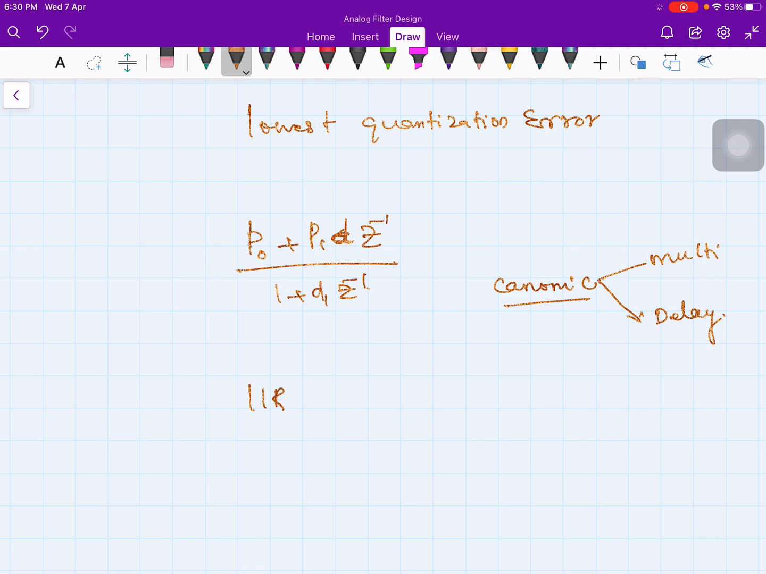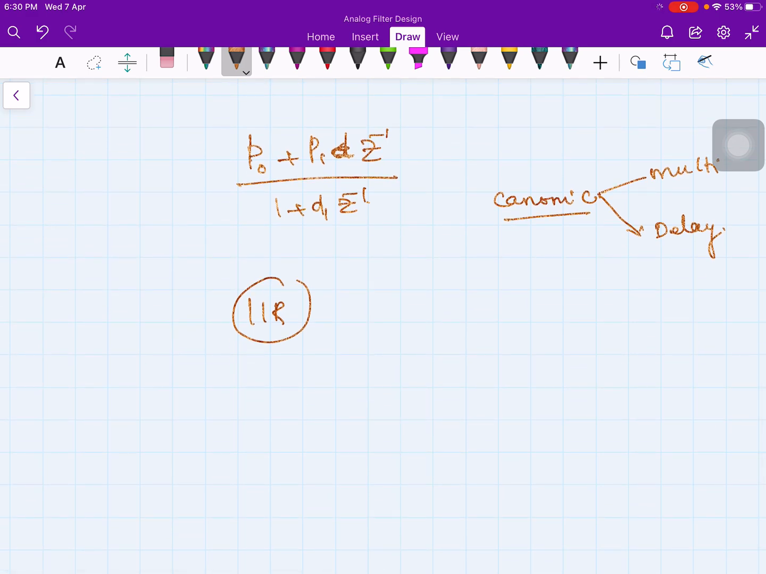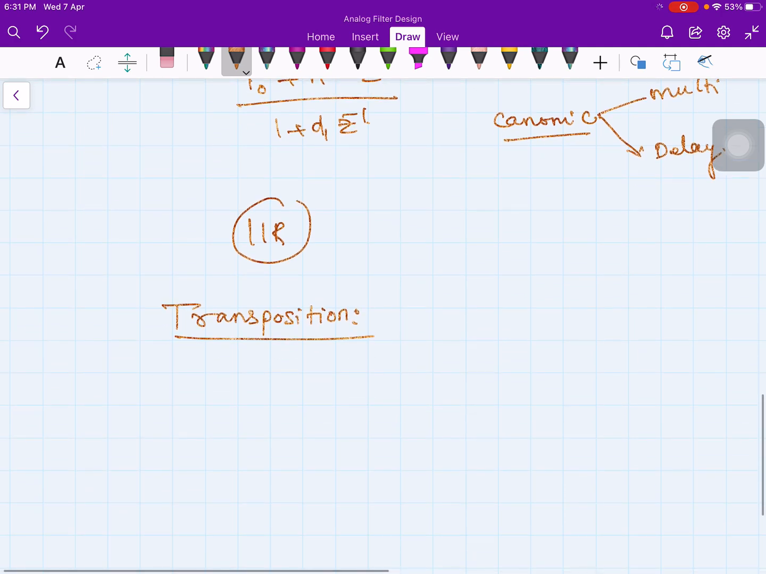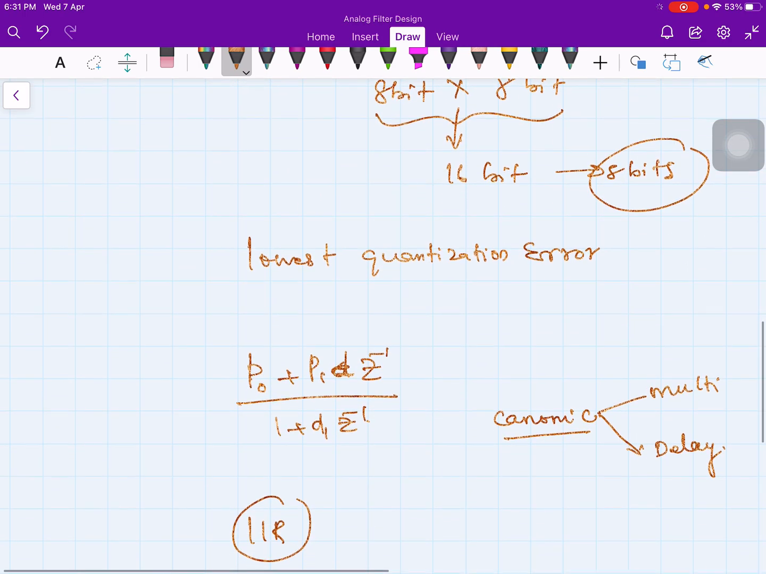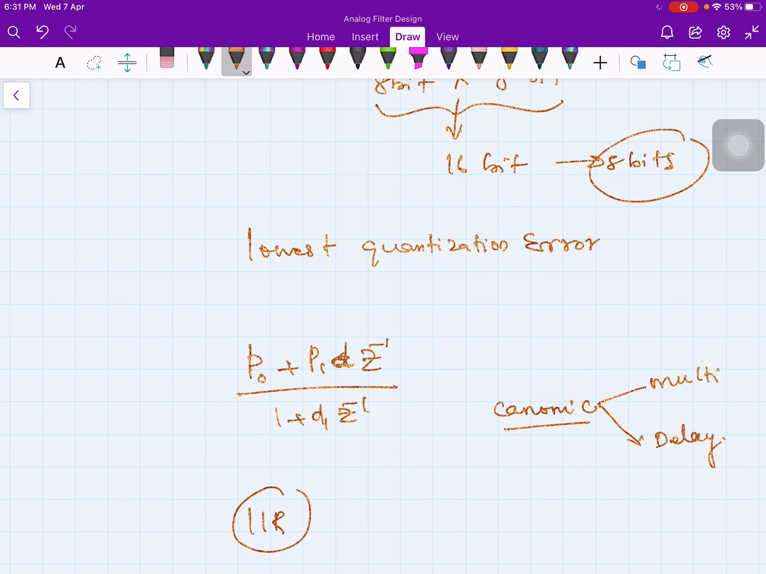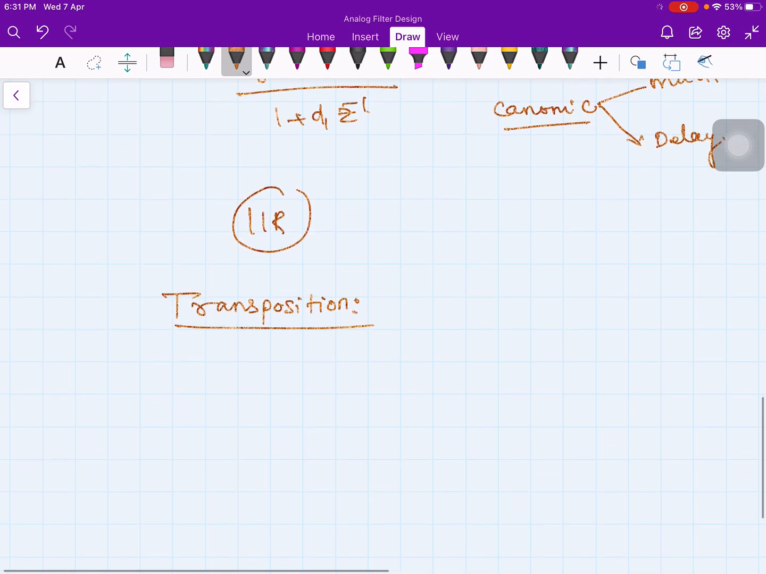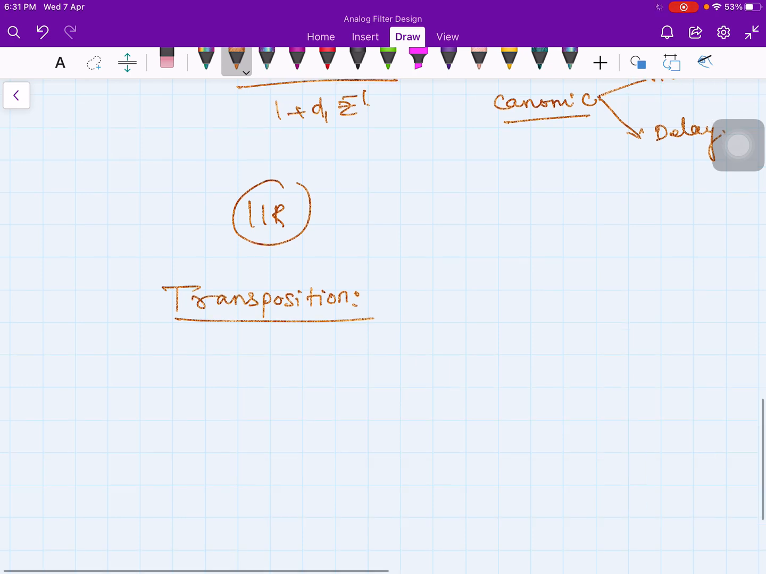But before we start with IIR structures, let us introduce the topic of transposition. This transposition is an important topic, and it allows one structure to be converted to another. So why are we converting from one structure to another? Because we would like to study the word length effect and overflow. So transposition is very useful to convert the structure from one form to another form, and that process is known as transposition.